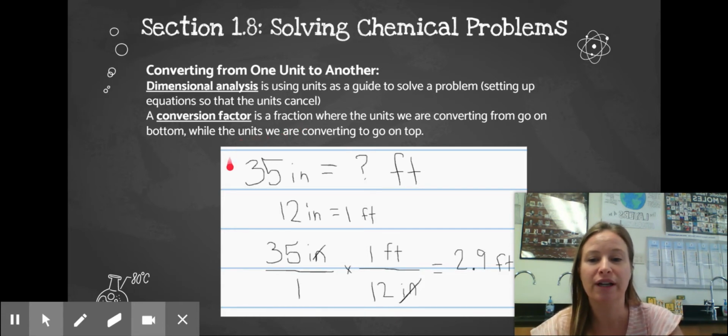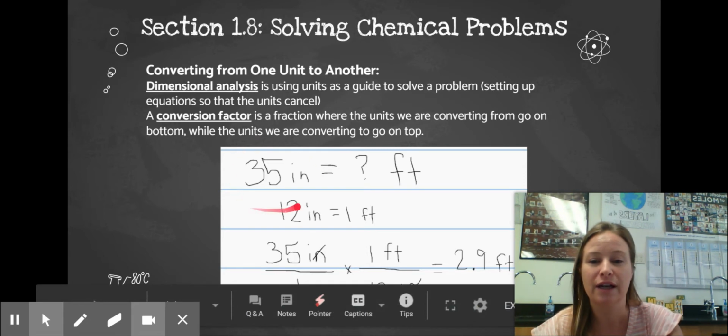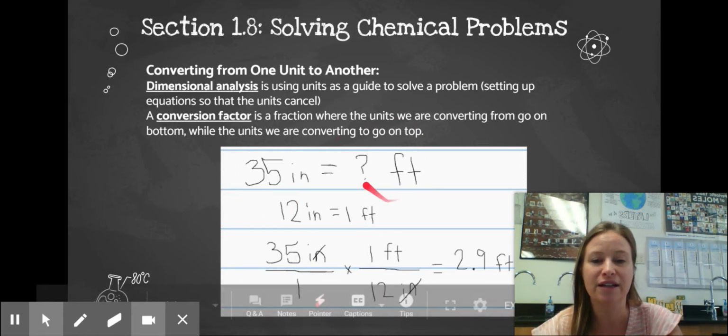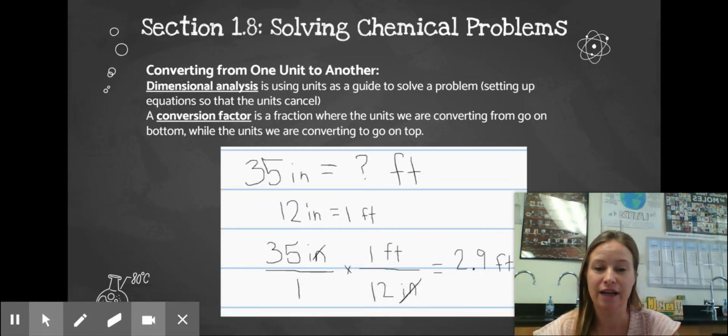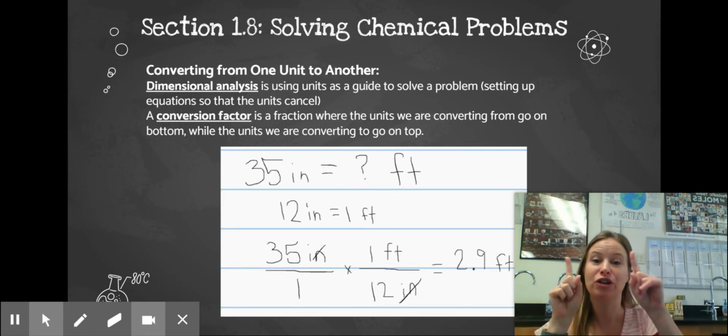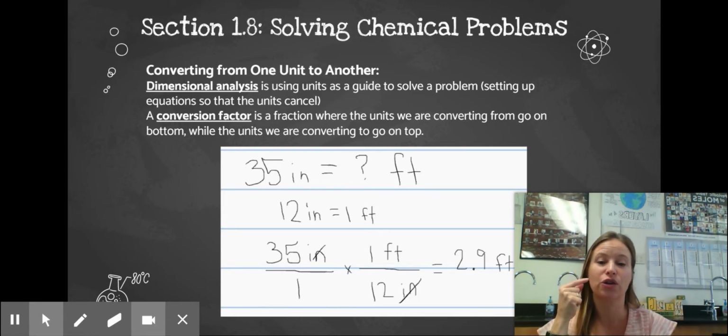So if we were given 35 inches, and the question says how many feet are in 35 inches, then you would set up this equality. We know that 12 inches equals 1 foot. So if I have 35 inches, how many feet is that? You're going to take the equality of 12 inches and 1 foot, and set it up as a fraction.